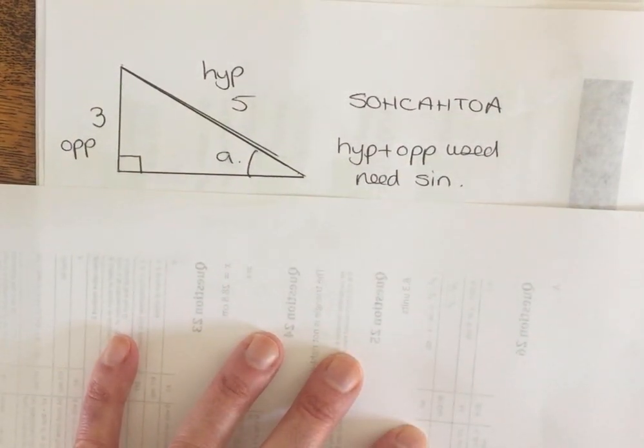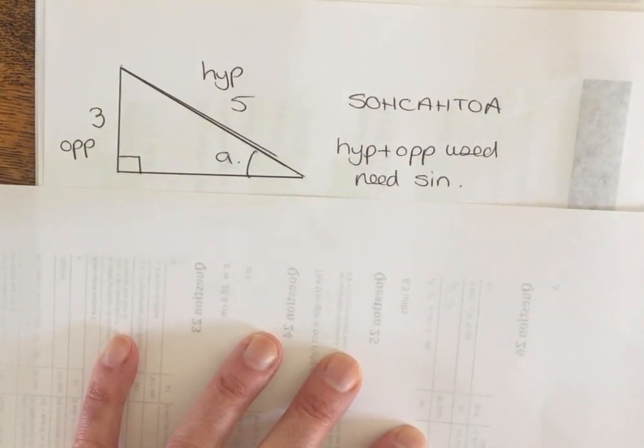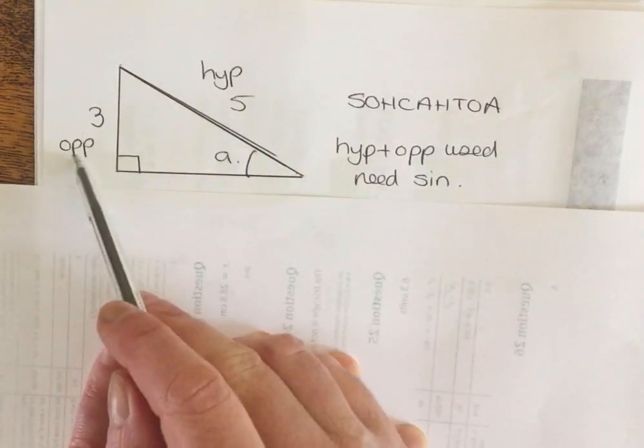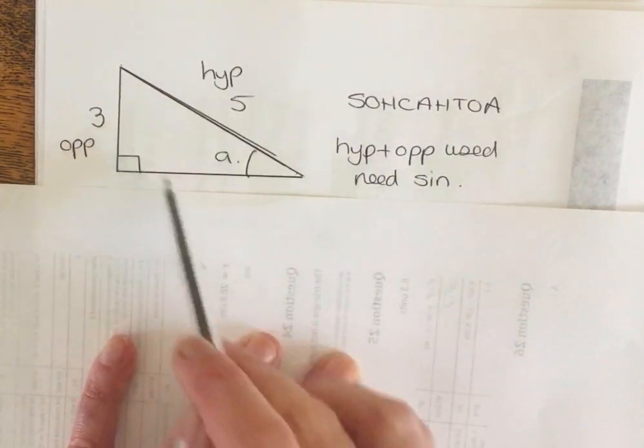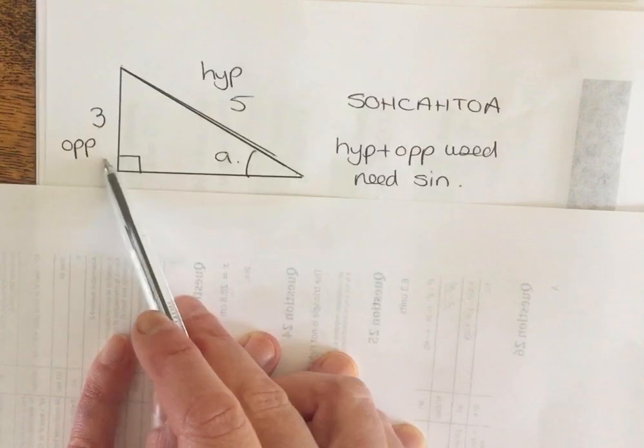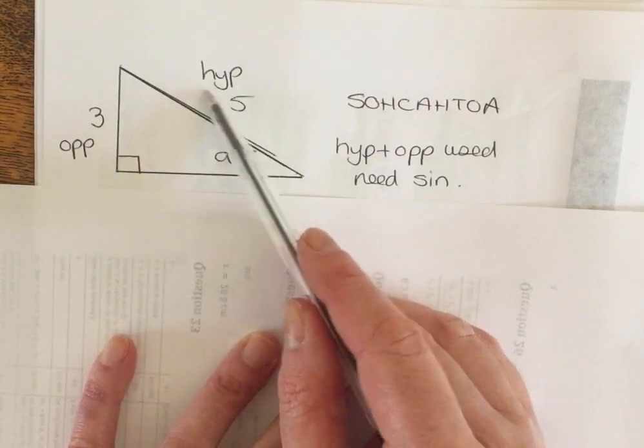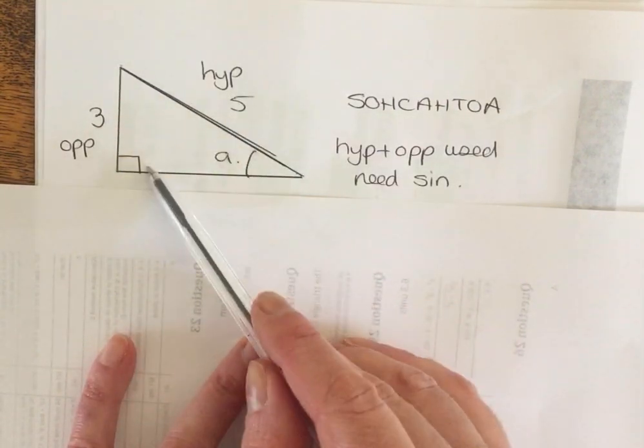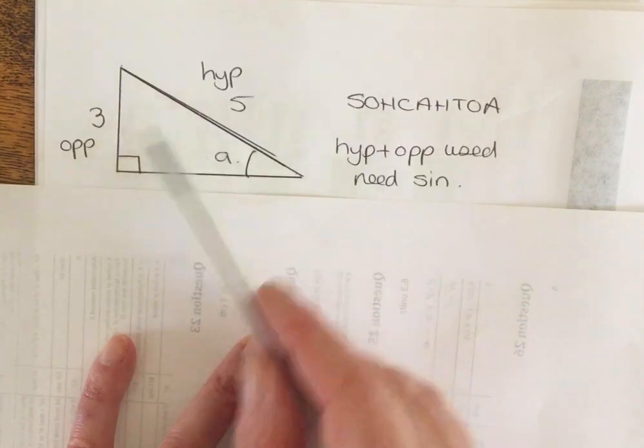Okay, so this video is all about finding the angle of a right angle triangle when you have two sides, and we're going to use trigonometry. So the first thing I've done is I've labelled my sides. My 3 is opposite my unknown angle, so it's the opposite. My longest side is 5 because it's opposite the right angle, so that's the hypotenuse.